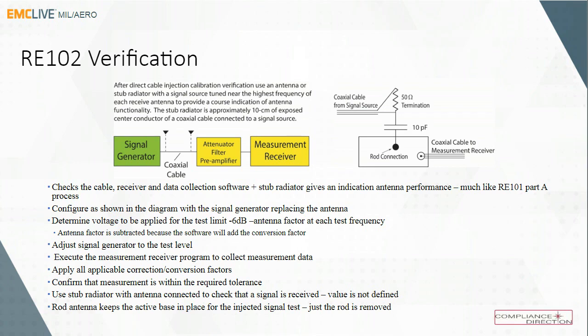Adjust the generator to the right level, execute it, see that we get the right answers. And we're at the required tolerances met. Use the stub radiator, and the stub radiator is defined by the standard as a coaxial cable with the shield removed and terminated, so it acts like a radiating antenna. And it just allows the signal generator to produce a radiated signal, and we put our antenna back on the end of the cable and see that we receive a signal.